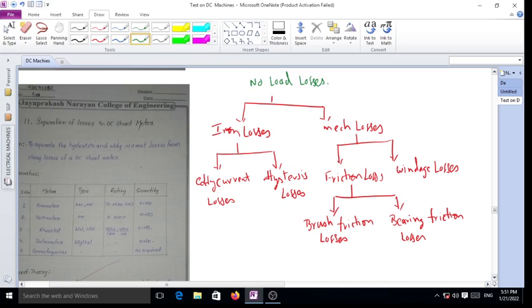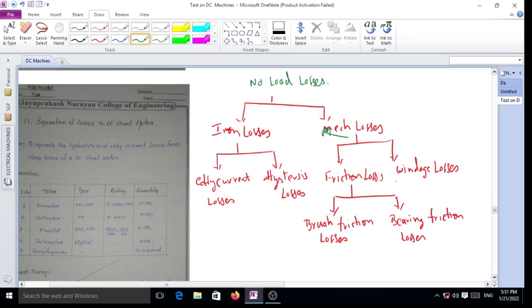So the no load losses are classified into two types, that is, one is the iron losses, another is the mechanical losses. Iron losses are classified into eddy current losses and hysteresis losses. These are the mechanical losses. Mechanical losses are classified into two types: friction losses and windage losses. The friction losses are again classified into brush friction losses and bearing friction losses, that is, classifications based upon where the friction occurs.